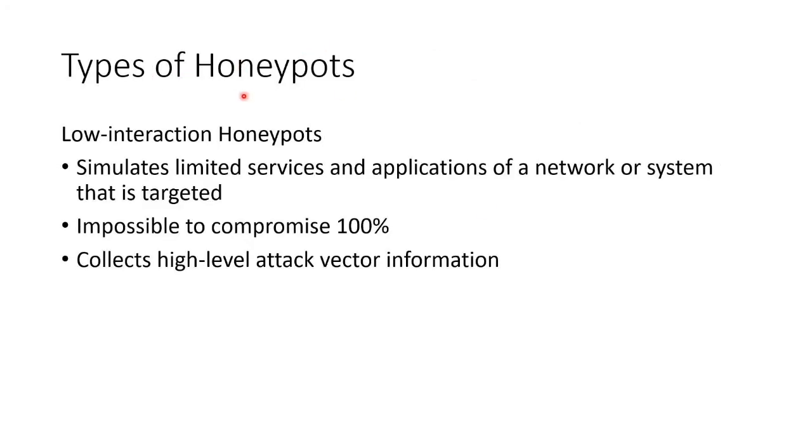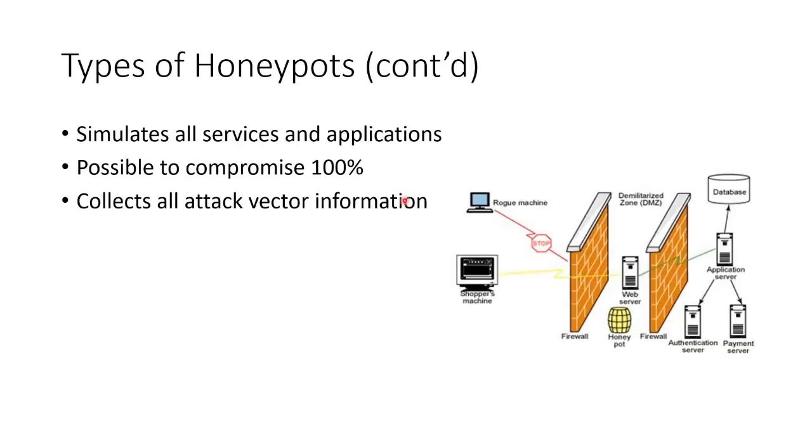There are several types of honeypots. You could have low interaction honeypots. It would simulate limited services and applications of a network or system that's targeted. It is impossible to compromise 100%. It collects high-level attack vector information. So we could simulate all the services and applications if we want. It might be possible to compromise 100% and collect all attack vector information.